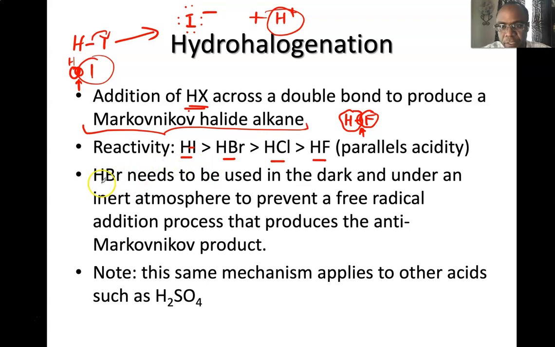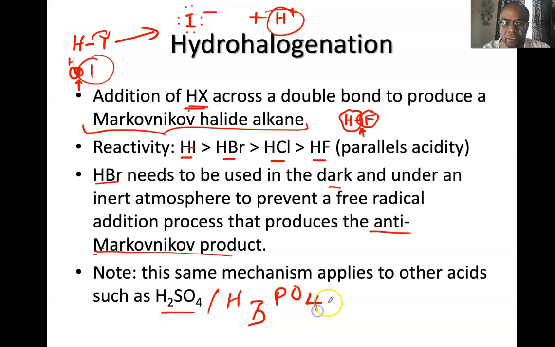Whenever you're using HBr, it needs to be done in the dark atmosphere to avoid radical reactions that usually give anti-Markovnikov product, the opposite of Markovnikov rule. But the same mechanism applies for other acids like sulfuric acid, phosphoric acid. They are all similar. So for us, we're going to emphasize this for addition except HF.